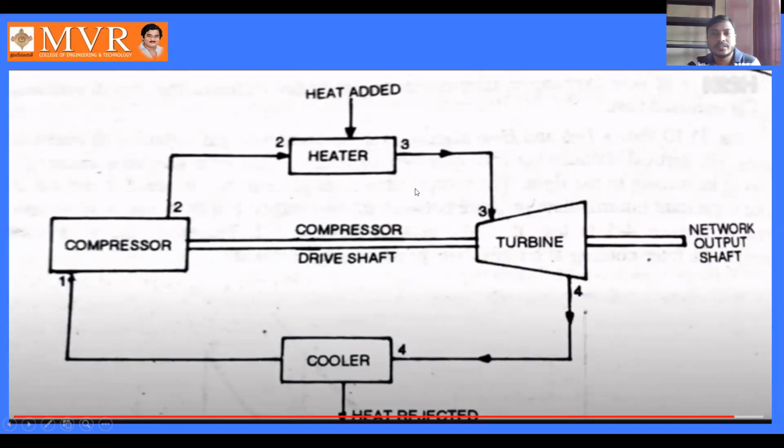First, the air enters the compressor. From the compressor, it enters the heater, or the combustion chamber. Here we add heat, and after combustion takes place, the air is sent into the turbine, where it expands and gives some work output. It then sends the remaining air into the cooler, where the heat is rejected. This is how the closed cycle gas turbine works.